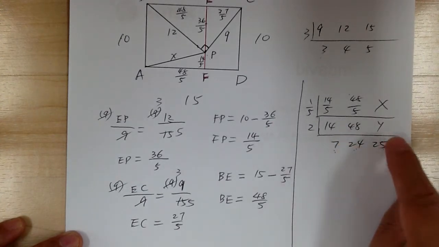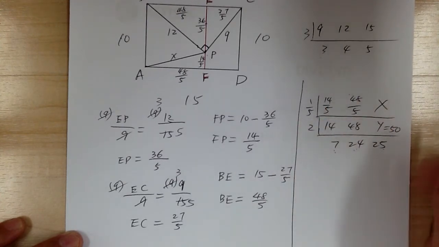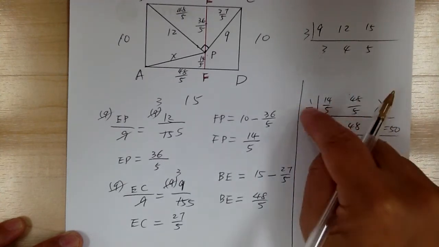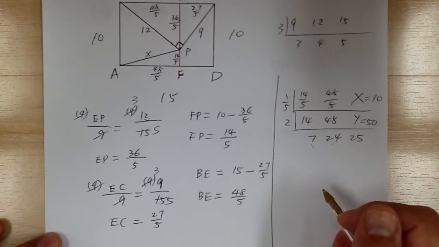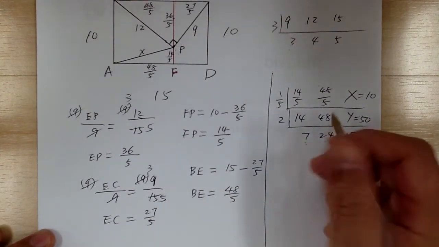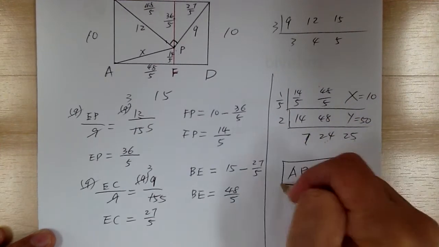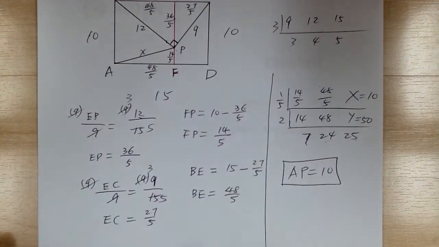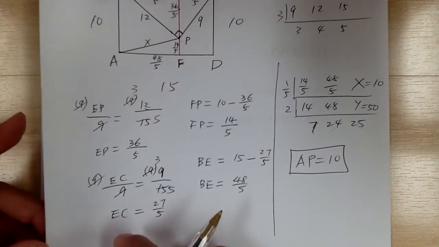Then you go backward. So this will equal 25 times 2, which gives you 50. 50 times 1/5 will equal 10. And therefore AP is equal to 10, from the Pythagorean theorem. And that's it. Okay, let's go to the next one.